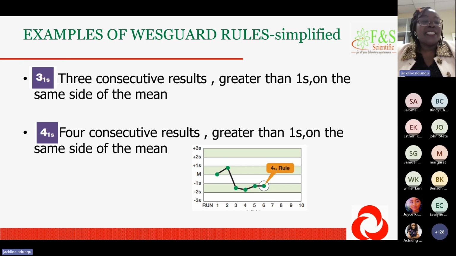When someone tells you that you have violated 3-1S, what does this mean? That there are 3 consecutive results, 3 results consistently, 1, 2, 3, that are greater than 1S. When you look at this graph here, 1S is here, 1 is here, 2 is here, 3 is here. So if they violate 1S 3 consecutive times, it will be 3-1S. I forgot to put at least a graph for 3-1S. Sorry for that. When someone tells you we have violated 4-1S, what we mean is 4 consecutive results, 1, 2, 3, 4, are actually greater than 1S on the same side of the mean. If it jumped to this side, it is not 4-1S. I hope you understand what I have said, like the graph that we have represented here.